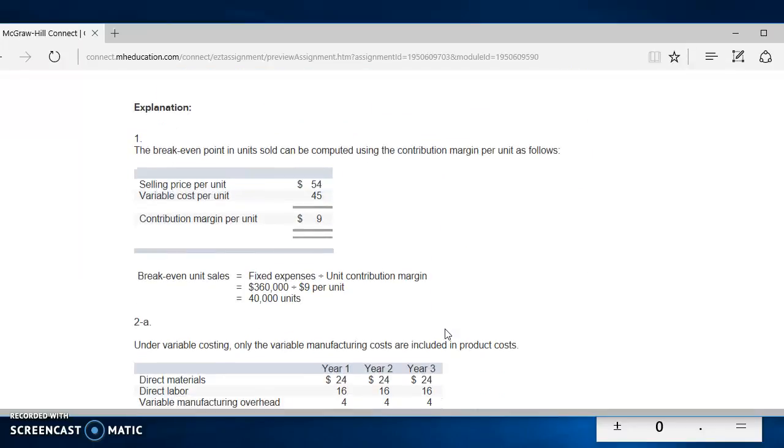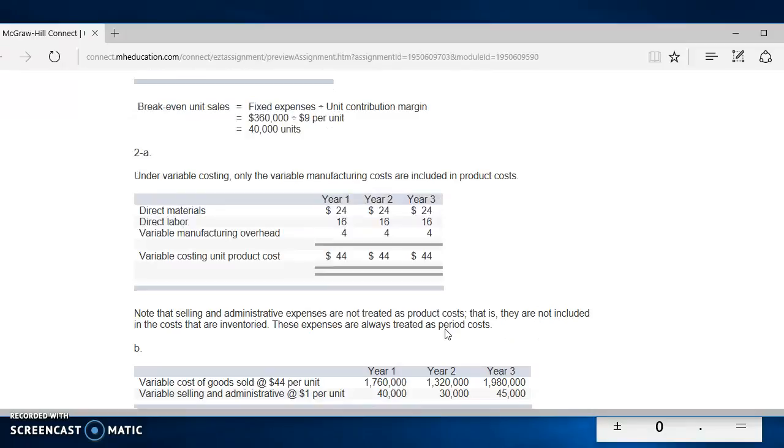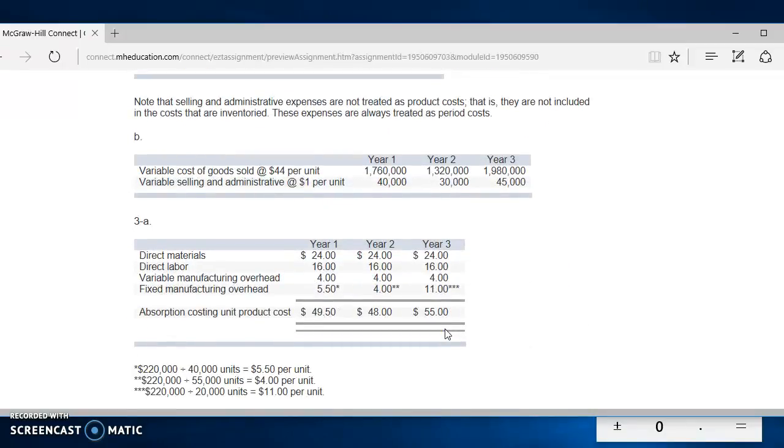Okay, so these are the explanations in case you need them. So the contribution margin for the first one was 9. I think we added those together. And then the variable cost per unit, I think we did. And then here you can see the absorption cost per unit. So direct materials, direct labor, and then your variable costs, and then your fixed manufacturing overhead changed a little bit, as you can see down here, because your per unit changed.